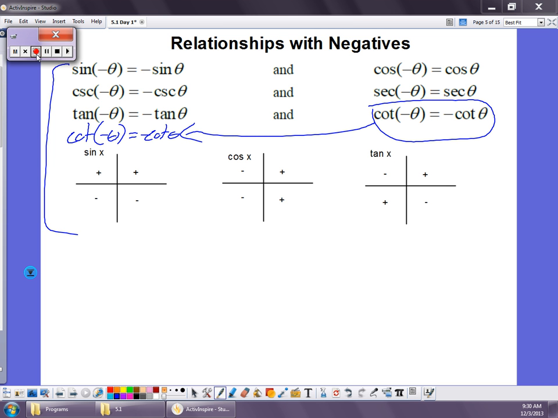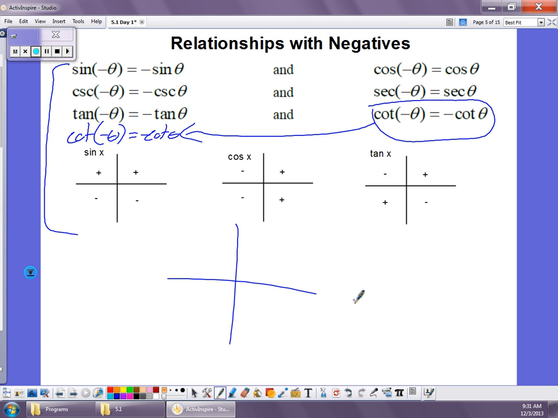Okay? So that's an easy way to remember it, if you know that these are odd and these 2 are even. Or the other thing is just cosine and secant. You can get rid of the negative, and everything else you have to bring it out front. If you looked at the graph of cosine, it doesn't matter if you go in this direction or this direction. The y values are going to be the same.